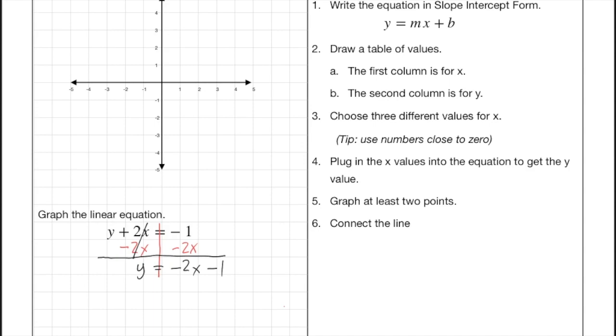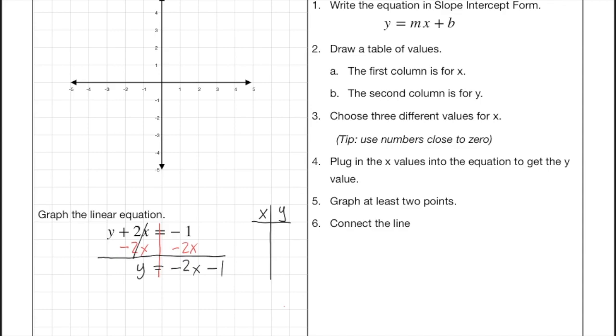So in this one, they're telling you to draw a table. So we're going to draw a table of values. That means I'm going to write my x and my y. Your x is going to be your first column and the y is going to be the second. Now the next part says choose 3 different values for x.